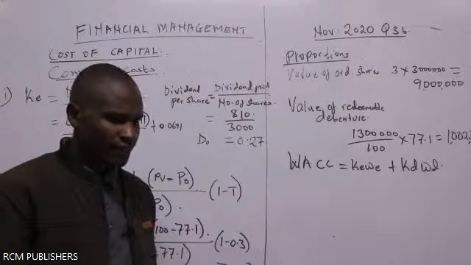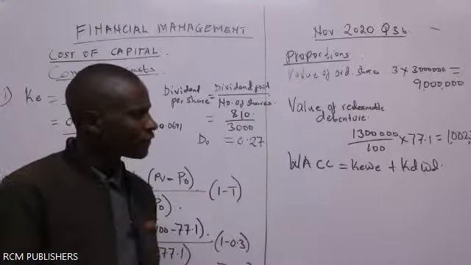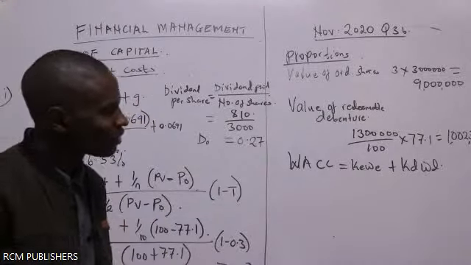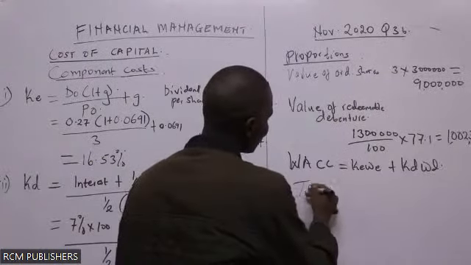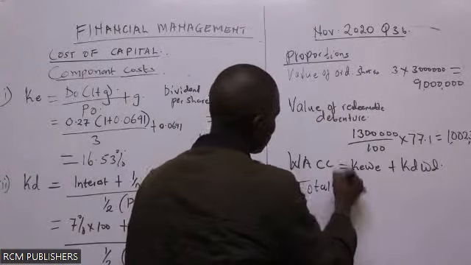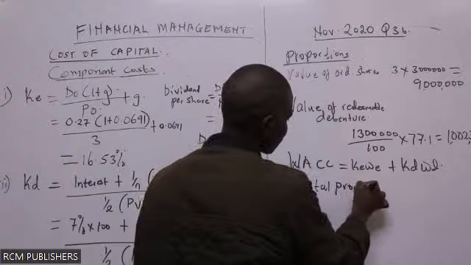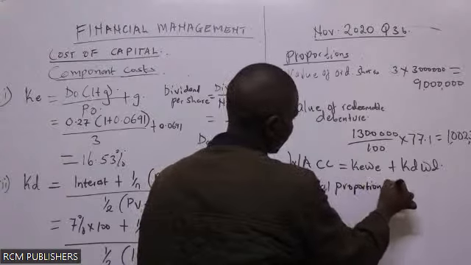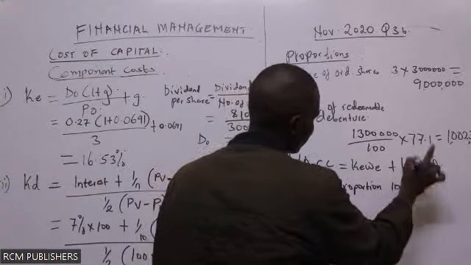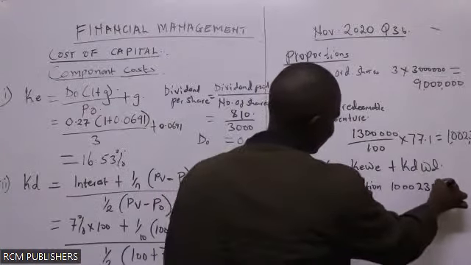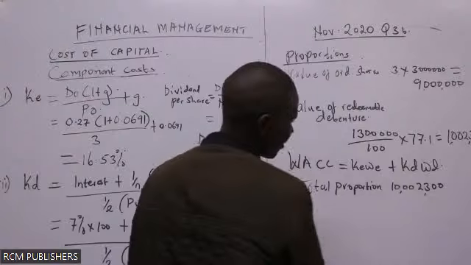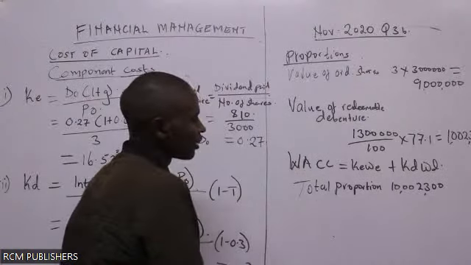We are getting 10,000, 23,000, 10,000. So total proportion is 10,000, 10,000, 23,000. I hope that is correct. That is correct.